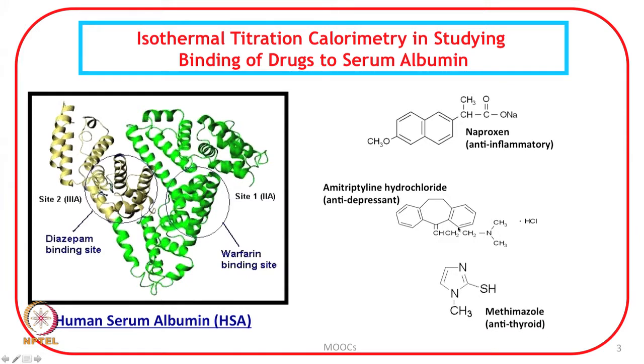And the third drug molecule that I will use in discussion today is methimazole. Methimazole is an anti-thyroid drug molecule. The reason for choosing these 3 molecules for discussion is because of the difference in their structure, the difference in their hydrophobic and ionic content. Isothermal titration calorimetry can be used in studying the binding of these drugs with serum albumin.